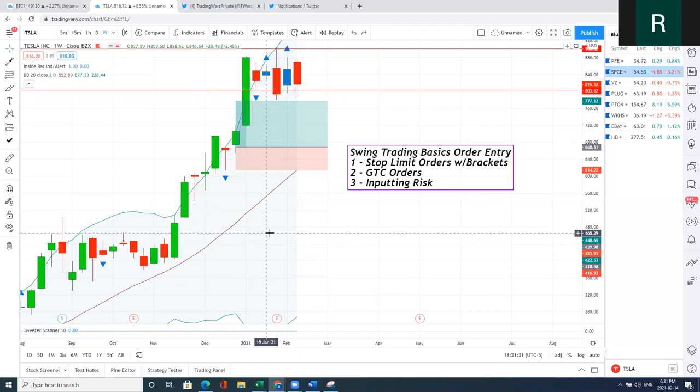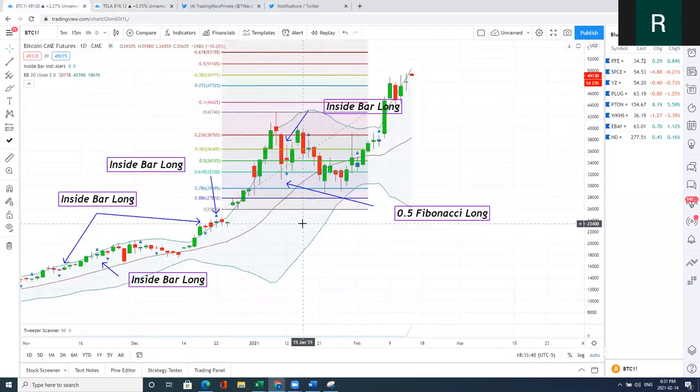Okay, guys? So the next thing, let me just give you one more example with Bitcoin, and then we're going to wrap it up. I talked about Bitcoin many months ago about how the inside bars have been working very, very powerfully. Sometimes people don't take it seriously, but inside bars are a very, very powerful tool. I use them for day trading. I use them for swing trading. I use them for everything. And I combine them with my Fibonacci.